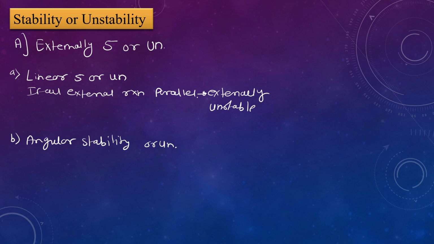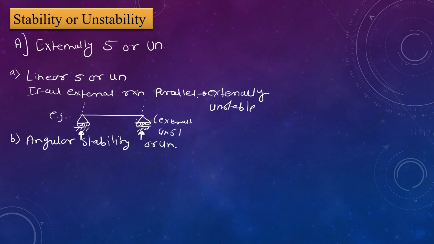For example, this is a simply supported beam. Roller support at first end and roller support at second end. This is a simply supported beam with two roller supports. So the roller support has vertical reactions, and both the vertical reactions are parallel to each other. If you extend this, both the vertical reactions are parallel to each other. So this structure is externally unstable.